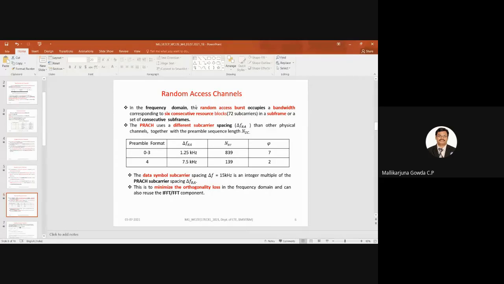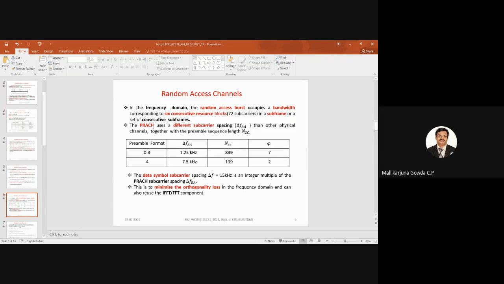In the frequency domain, the random access burst will occupy a bandwidth corresponding to what? 6 consecutive resource blocks. So 6 consecutive resource blocks will be equal to what? 72 subcarriers in a subframe or a set of consecutive subframes. This is with respect to the subcarrier spacing of 15 kilohertz. If the subcarrier spacing is different, then the number of subcarriers will differ.